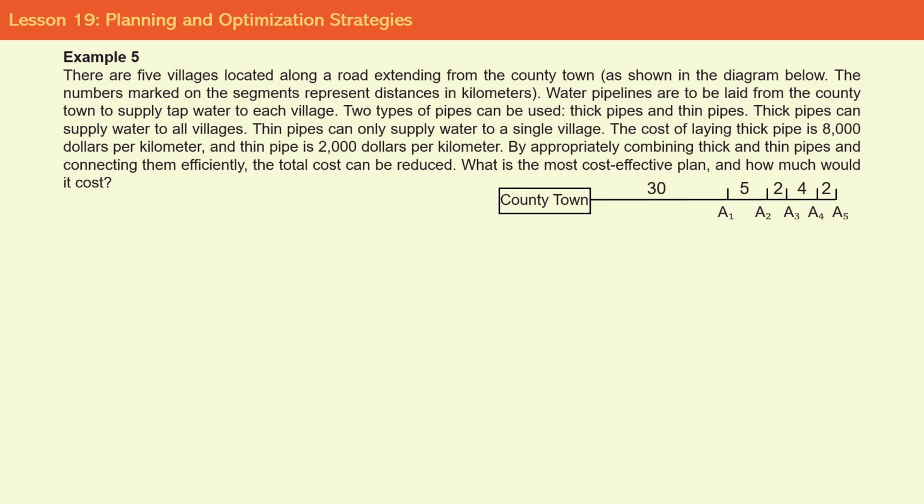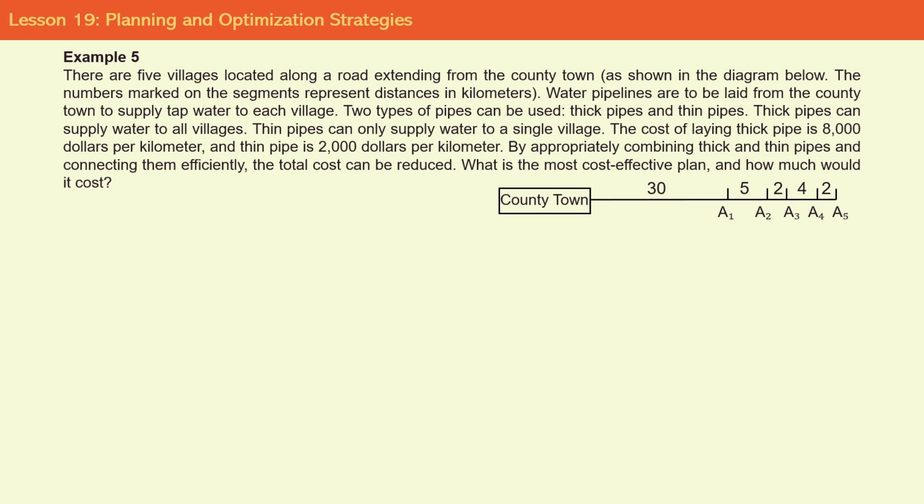Example 5. There are 5 villages located along a road extending from the county town, as shown in the diagram below. The numbers marked on the segments represent distances in kilometers. Water pipelines are to be laid from the county town to supply tap water to each village. 2 types of pipes can be used, thick pipes and thin pipes. Thick pipes can supply water to all villages. Thin pipes can only supply water to a single village.